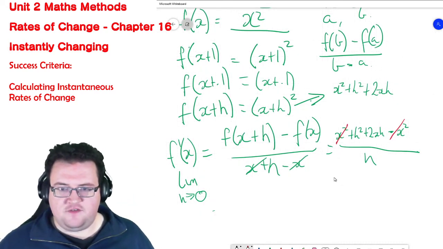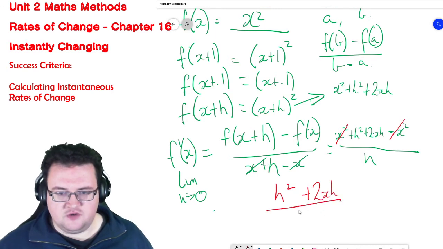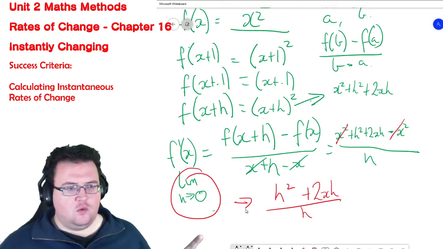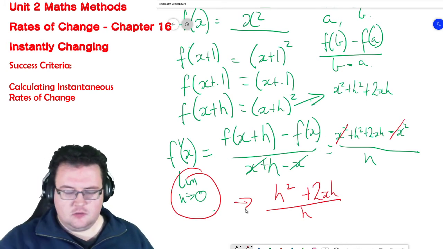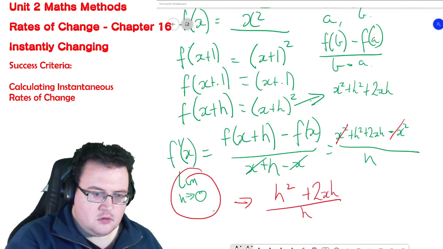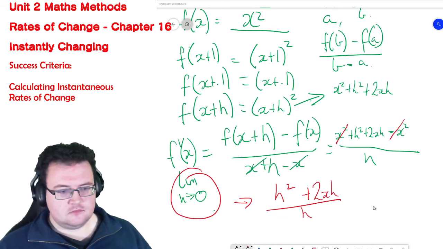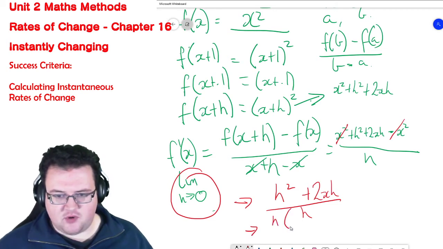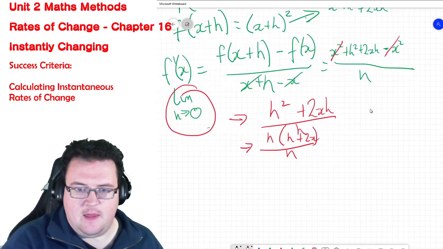So they go away and I'm left with h squared plus 2xh all divided by h, with my limit going on over there. What can I do now with what I've got here? What can I cancel out? Factor out h and then cancel, correct. So I can go h bracket h plus 2x, all divided by h, and then the h cancels out.